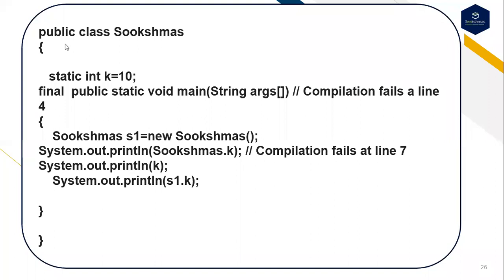This is the second question. Public class Sukshmas, static int k is equal to 10. Final public static void main, String args. Sukshmas s1 is equal to new Sukshmas. System.out.println of Sukshmas.k, System.out.println of k, System.out.println of s1.k. Predict the output of this code.